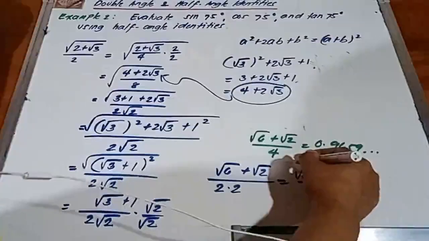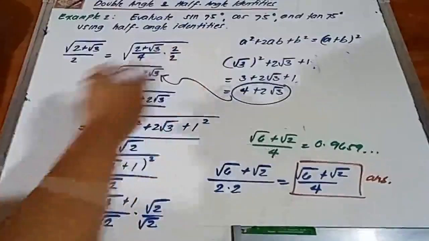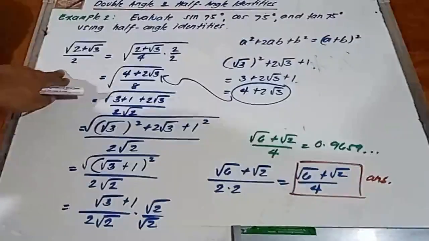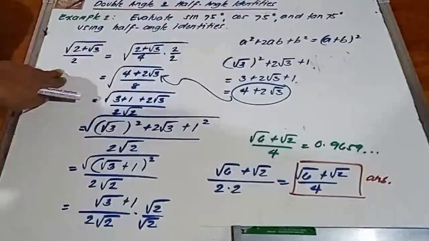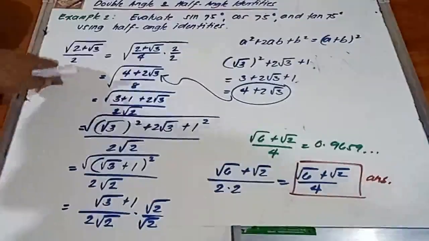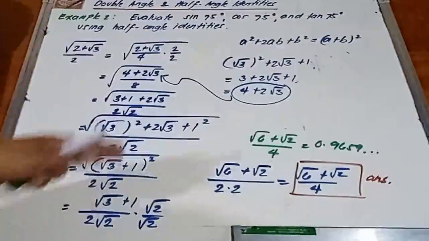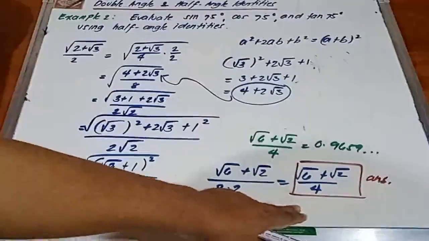Na-simplify lang. Okay? At mapapansin nyo rin, ginamit ko yung topic natin sa algebra na special product. Okay? So, kahit yung kaninong sagot natin na ito, square root of 2 plus square root of 3 over 2, pwede na rin itong sagot na to. Pero kung gagamit tayo sa scientific calculator, ito ang lalabas. Pero pag sinimplify natin, gamit yung special products, we're going to arrive with the same answer.